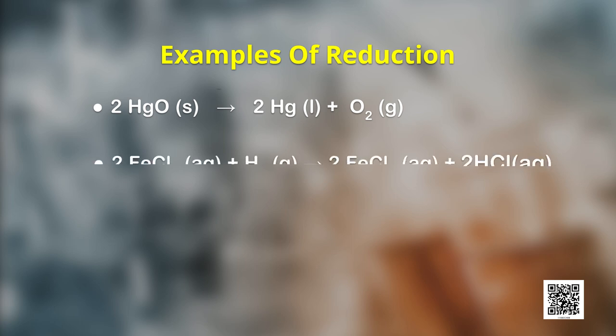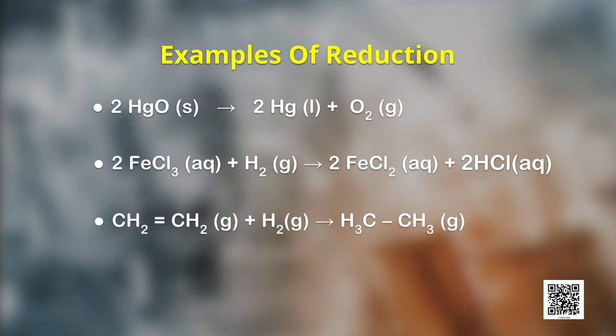However, the term reduction has been broadened these days to include removal of oxygen or electronegative element from a substance, or addition of hydrogen or electropositive element to a substance. There are a few examples of reduction process which are shown here. In the first example, removal of oxygen from mercuric oxide takes place. In the second example, removal of electronegative element chlorine happens when ferric chloride changes to ferrous chloride. In the third example, ethene gets converted to ethane by addition of hydrogen.